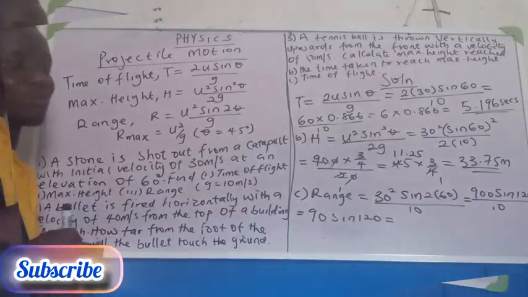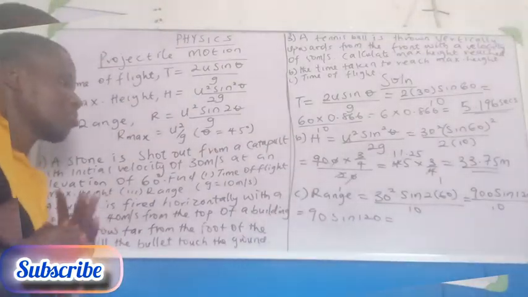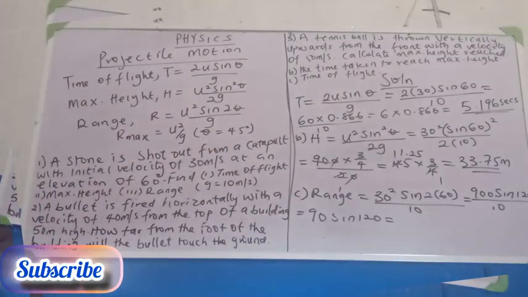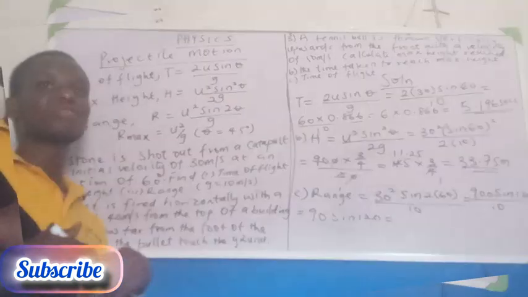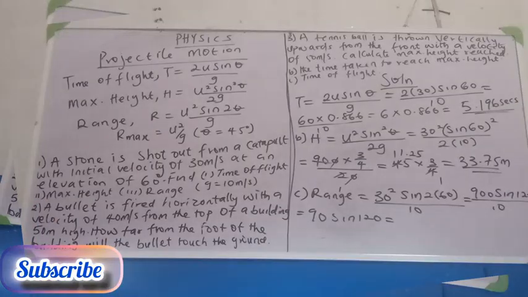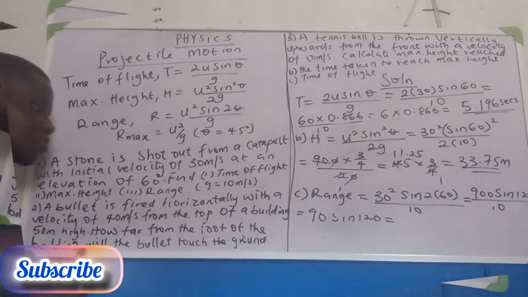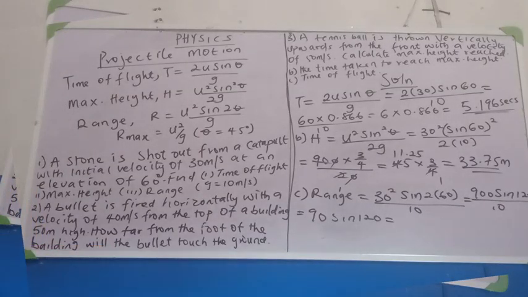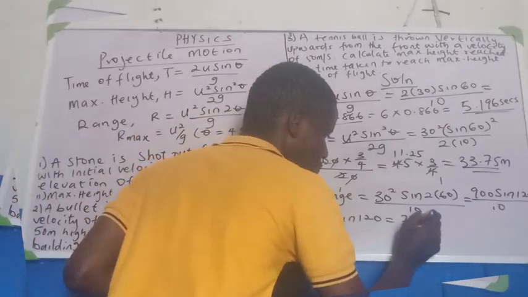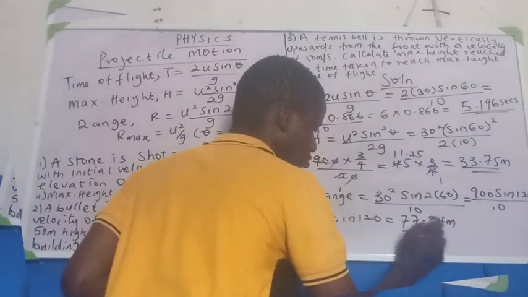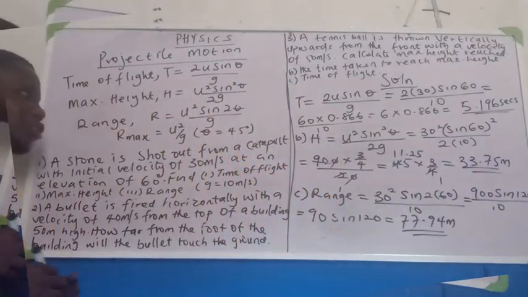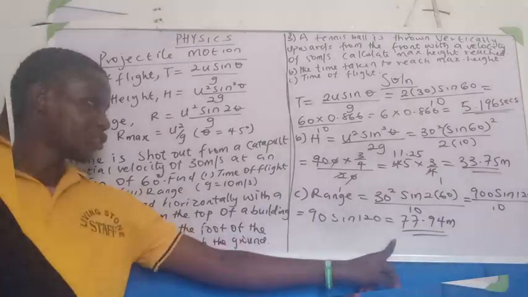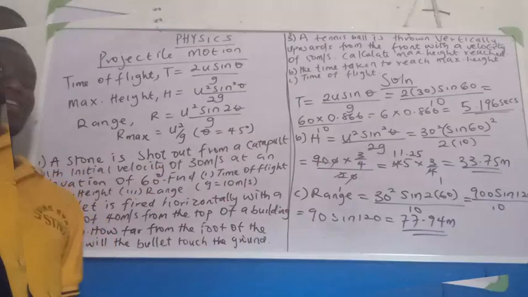Sine 120 is the same thing as sine 60, because if you draw a circle, you see that the same thing is being repeated. Okay, so that means you're going to have about 77.94 as your answer. That is the range. Now we see that there's a difference between the range and the maximum height.